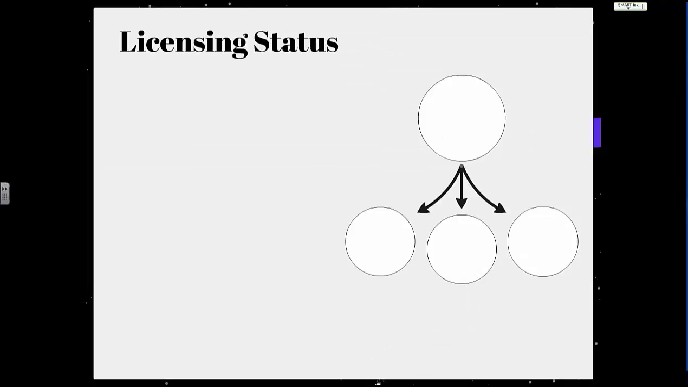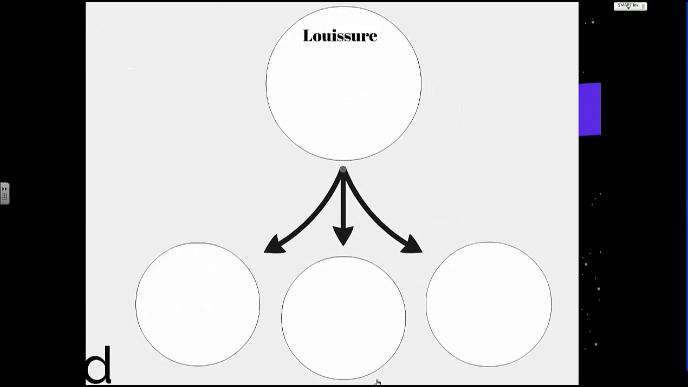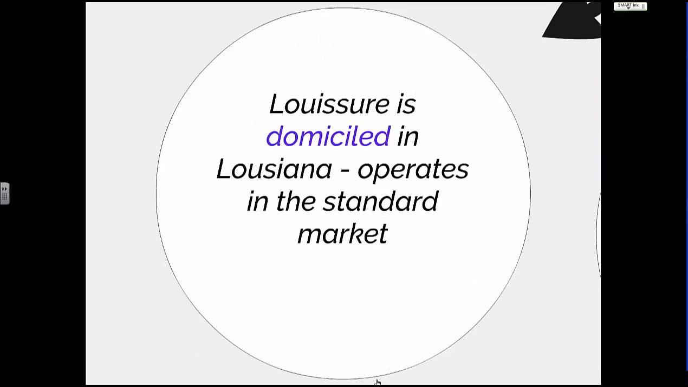I just mentioned licensing status, so now let's discuss it further. An insurer can be domiciled, licensed/admitted, and non-admitted, which again relates to place of incorporation. So again, let's look at an example. Let's assume a company named LewisSure. This is an insurer that was incorporated in Louisiana and is also licensed in Texas, but in no other state, similar to our company RiskBiz.